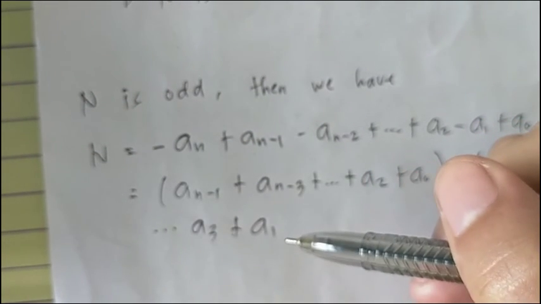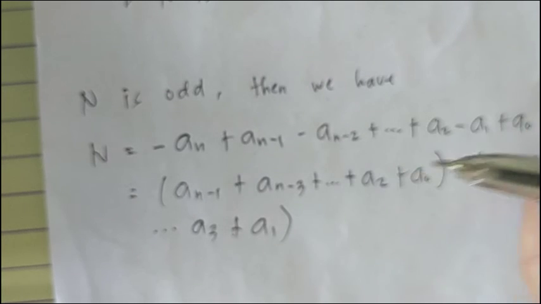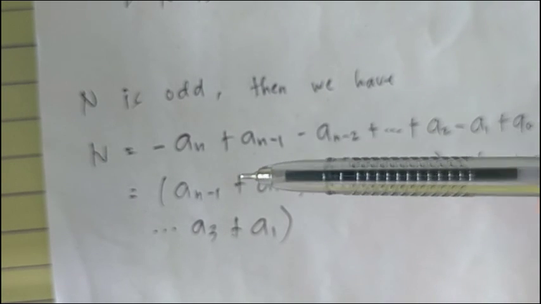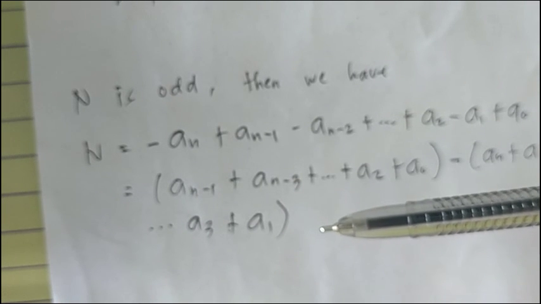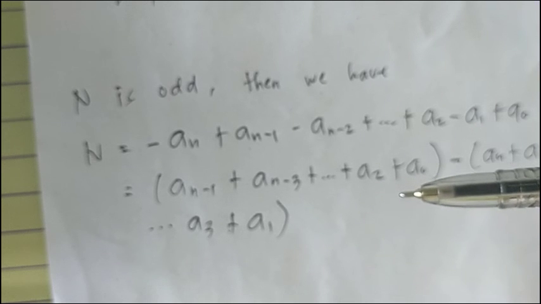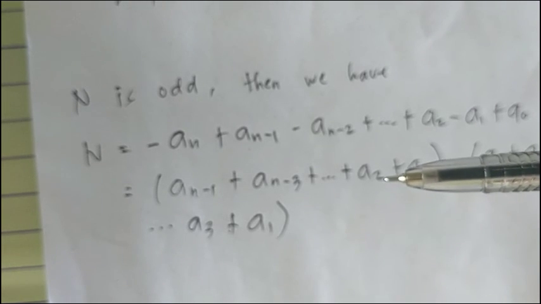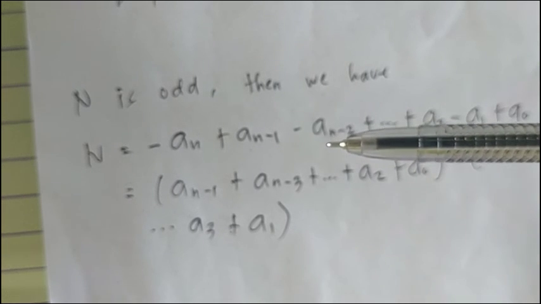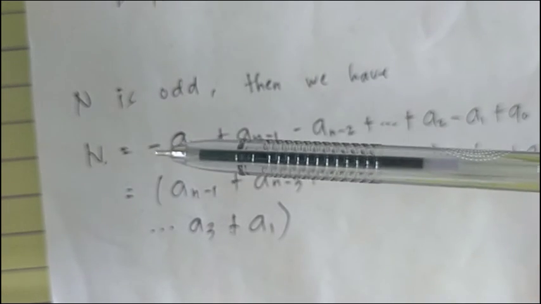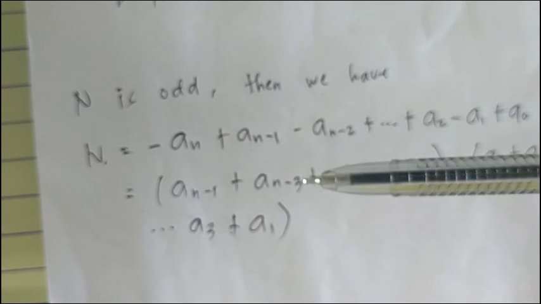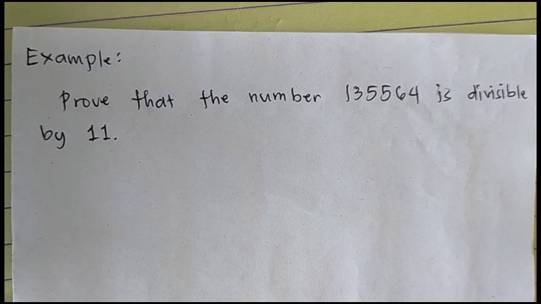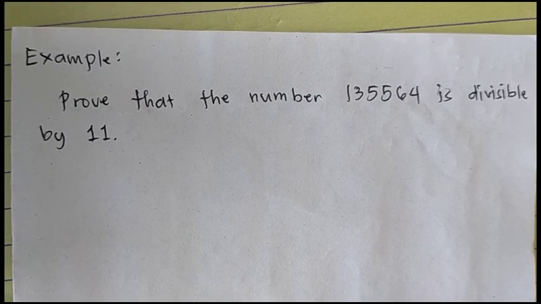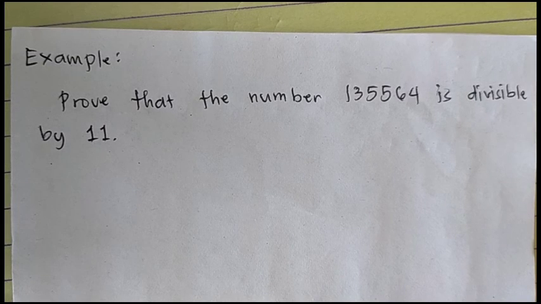Okay, so here, if the result of this one, if you get the difference, is 0 or any number which is a multiple of 11, then the original number n here is also divisible by 11. So to further understand this, let's prove some examples. For example, prove that the number 135,564 is divisible by 11.